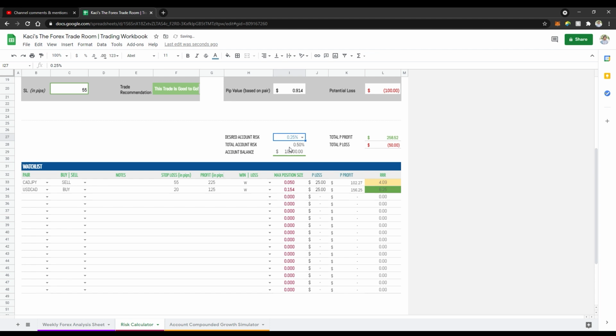It shows you the output of your total desired account risk. So if I put in that I want to only risk 0.25% per trade, then it'll show me what I need to trade in order to do that. It'll give me my total account risk as well, and then it shows me what my total profit could be and what my total loss would be based off of the setups that I put in here. So if I'm looking at multiple pairs, this will tell me what I need to trade for each in order to make sure that I don't blow my whole account, right?